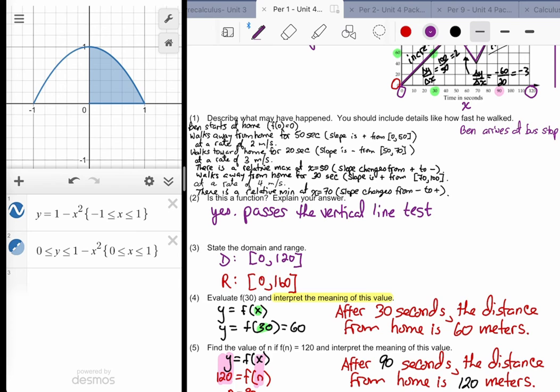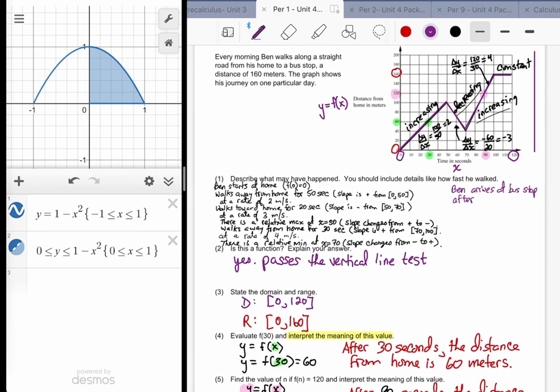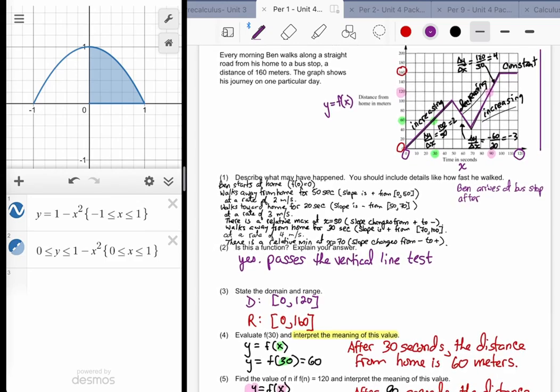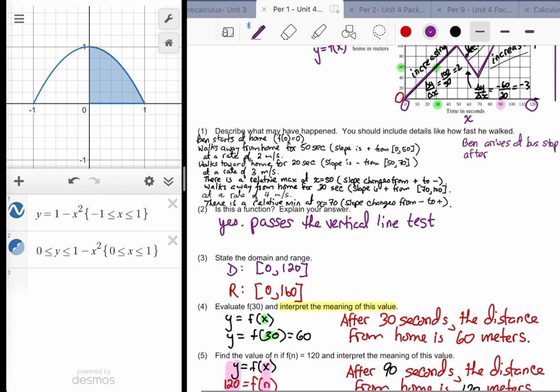After, well, it starts to flatline at 100 seconds, after 100 seconds. And we know that because the slope is now 0. And that means he stopped moving.